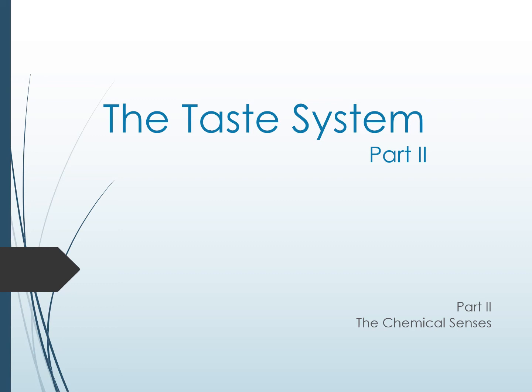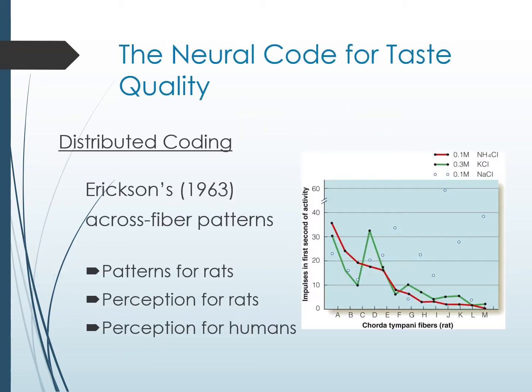So in this second part of talking about the chemical senses, I'm going to continue talking about taste and the neural code for taste, the research that shows how we code for taste, and then also talk about individual differences in taste. As we talk about how we code for taste and taste quality, we're going to end up talking about that controversy that we have seen several times now between distributed coding and specificity coding.